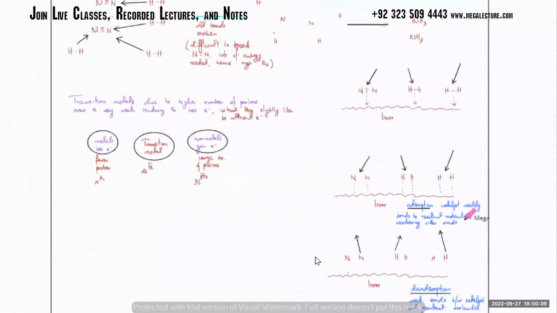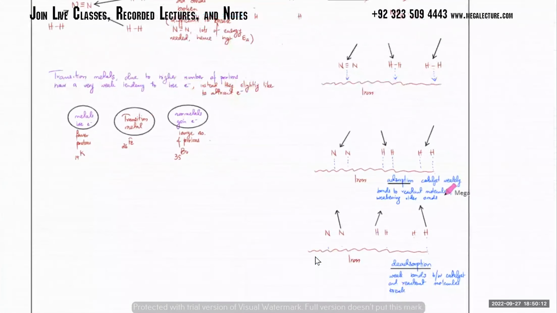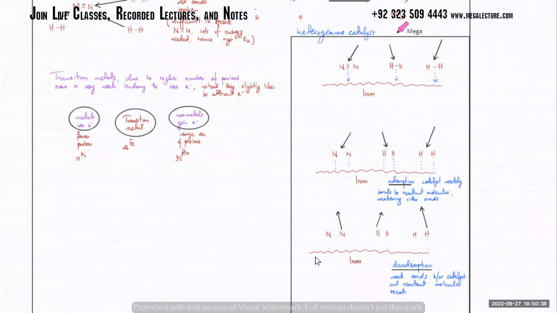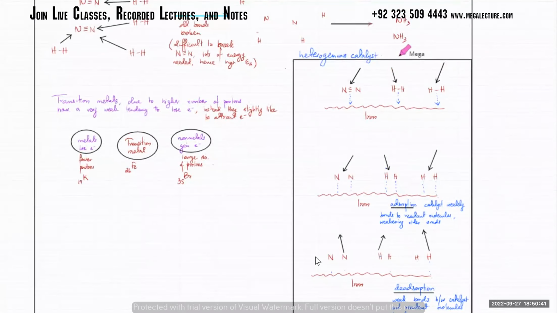So that's adsorption and desorption, and this one over here is an example of a heterogeneous catalyst. Okay, and a heterogeneous catalyst is one where the reactant and catalyst have a different state. So next time we'll continue, and we'll talk about the other type of catalyst.